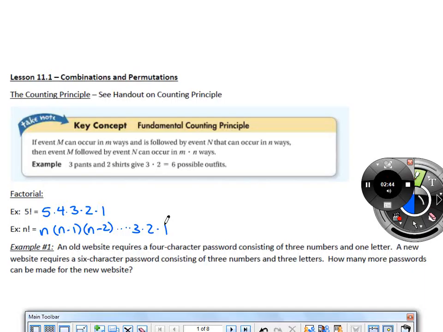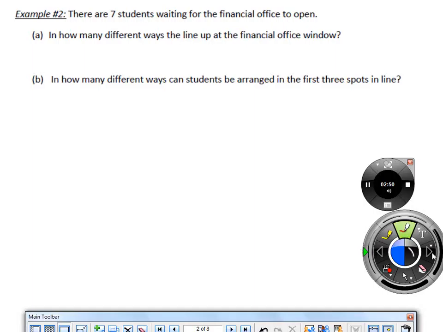Let's say we had 7 students waiting in line for the financial office up at the front to open. Part A says, in how many different ways could they line up at the financial office window? So this is like creating your PIN number. How many people are there in this problem? Read it. 7, okay? There are 7 people. If they're in a new order, is that a new line to us in this problem? Yes, because how many different ways can they line up?